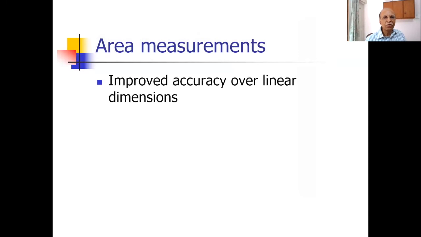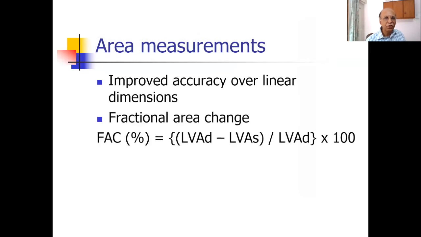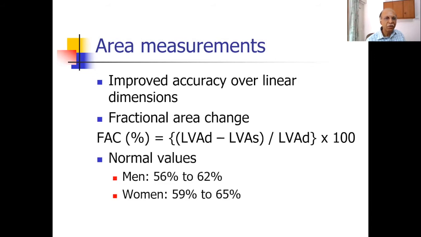It has got an improved accuracy over the linear dimensions, and you can measure it by way of fractional area change. So you measure the LV end diastolic area and systolic area and substitute the values in this equation and you are able to get the fractional area change. The normal values for men are between 56 to 62 and women 59 to 65%.